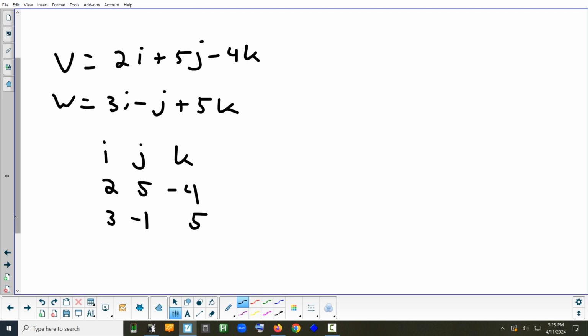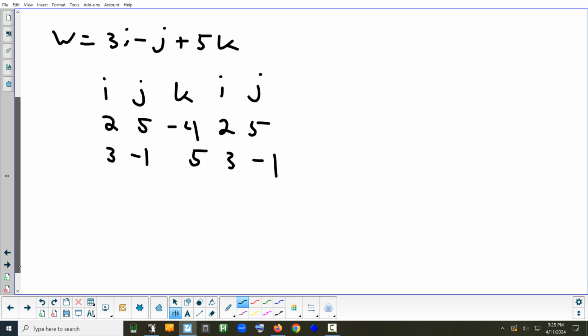You take the first 2 columns and move them over to the right? Yeah, copy them. So we're going to leave them where they are and then make extra copies of them. So i, j, 2, 5, 3, -1. Okay, what do we do now?